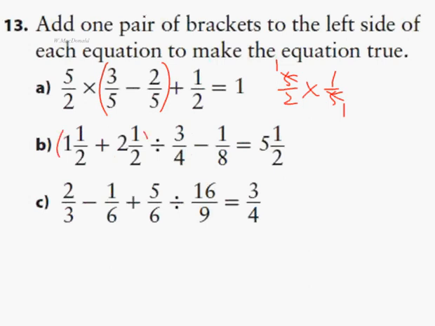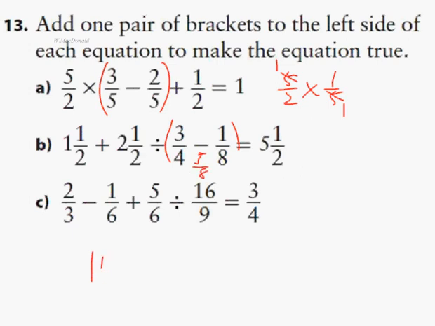So if I put brackets around here, that's going to be 4. And 4 divided into 3/4 is going to be 16/3, which doesn't seem reasonable. So if I try putting them in the other spot, 3/4 take away 1/8. Well, that's 6/8 take away 1/8, which is 5/8. I like the way this is going. So if I put brackets around there, this is 5/8.